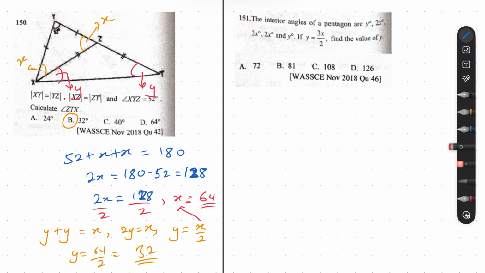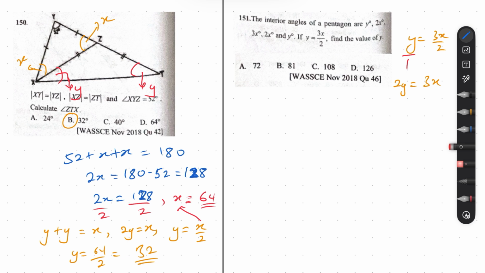The question says the interior angles of a pentagon are y, 2x, 3x, 2x, and y again. And we've been given that y is equal to 3x over 2. So let's write that down right here. So we have y is equal to 3x over 2. Cool. I want this to look even simpler. We know that y is the same as y over 1, right? So we can do a cross multiplication. Then we'll have 2y equal to 3x from the cross multiplication. Now we know that 2y is equal to 3x. Let's keep this for now.